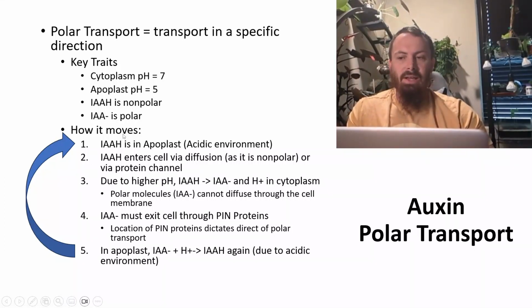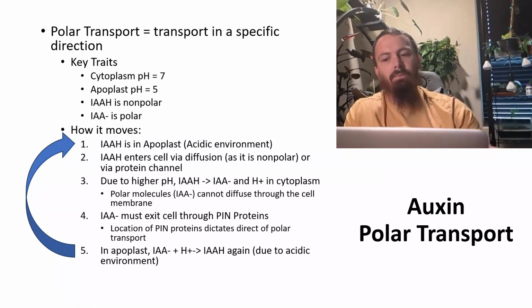Now, IAAH is going to enter the apoplast, or it's in the apoplast, right? And it can diffuse through the cell membrane or through a protein channel. So because it's nonpolar, it can move right into the cell, no problem. Because there's a higher pH in the cytoplasm, it's going to dissociate from that proton and become an anion, an IAA minus. And because it's charged now, it can no longer move through the membrane, so it must exit through the PIN proteins. And the location of the PIN proteins then dictates which way the auxin will exit the cell.